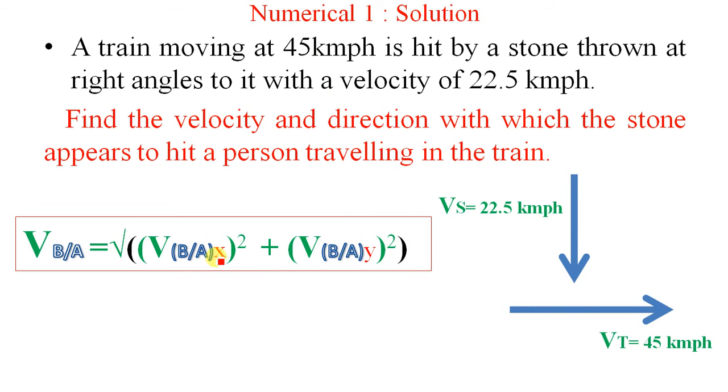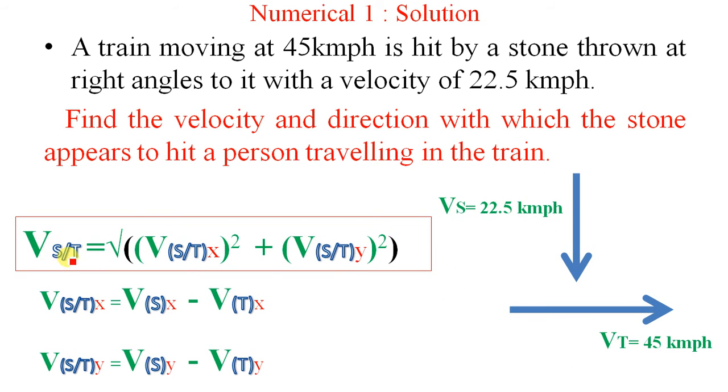Now we have to find out the relative velocity of B with respect to A, which is equal to under root of VBAx, that is the relative velocity of B with respect to A in x direction, plus the relative velocity of B with respect to A in y direction, each squared. Taking the under root will give the relative velocity of B with respect to A. This is the direction of the train and this is the direction of the stone.